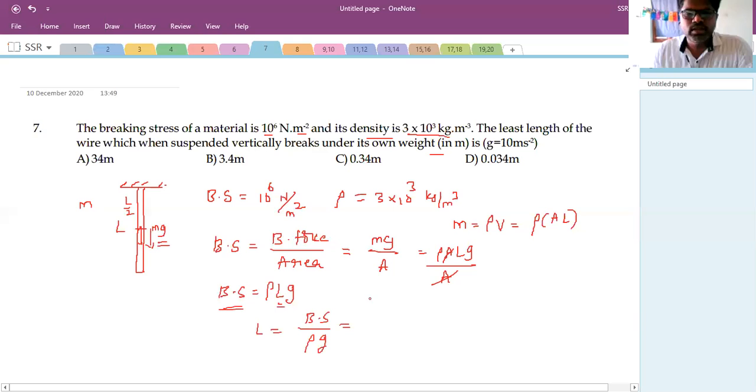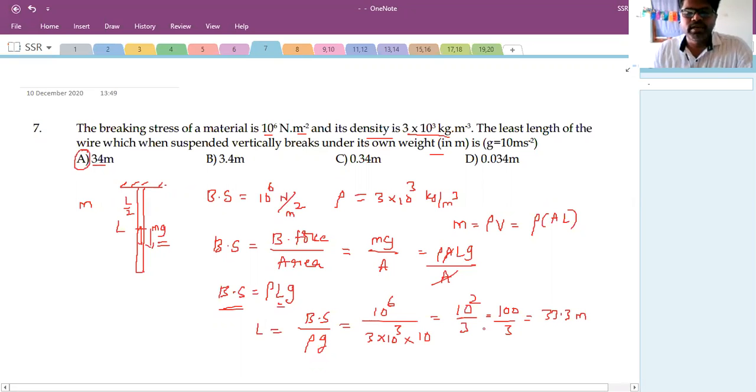What is the breaking stress value? 10 power 6, by density value 3 into 10 power 3, into g. g value let us say 10. So 10 power 6 by 10 power 3 into 10, 10 power 4. That is 10 power 6 minus 10 power 4, 10 power 2 by 3. That is 100 by 3. Then 100 by 3 means approximately 33.3 meters. So what is the answer here? 33.3 means 34 nearby, 34 meters.